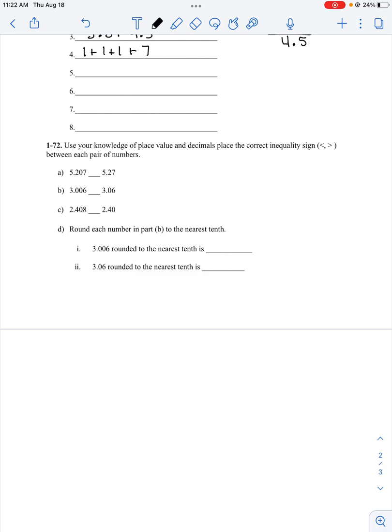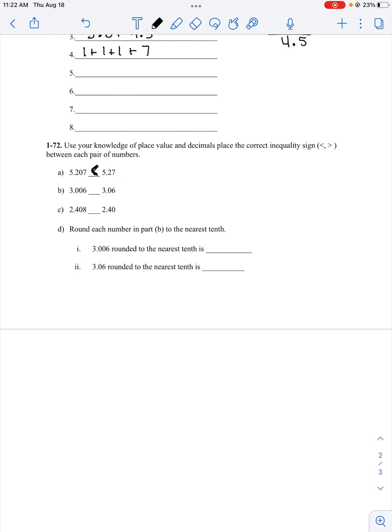It's the last problem. So we need to use our knowledge of place value in decimals to place the correct inequality sign, less than or greater than, between each pair of numbers. So I have 5 and 207 thousandths, or 5 and 27 hundredths. Well, 27 hundredths is bigger than 207 thousandths. So I'm going to use the less than sign.